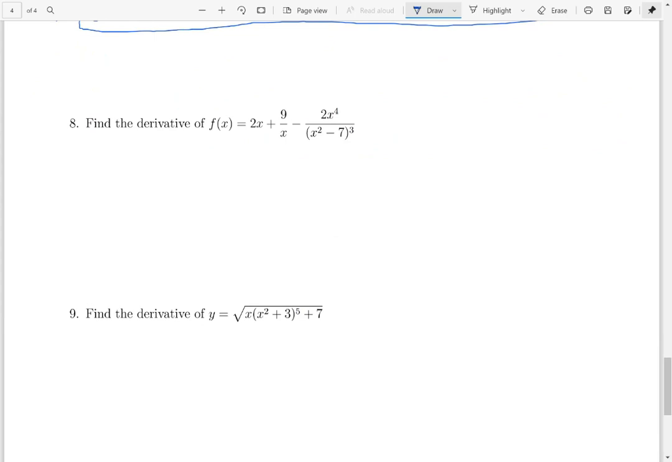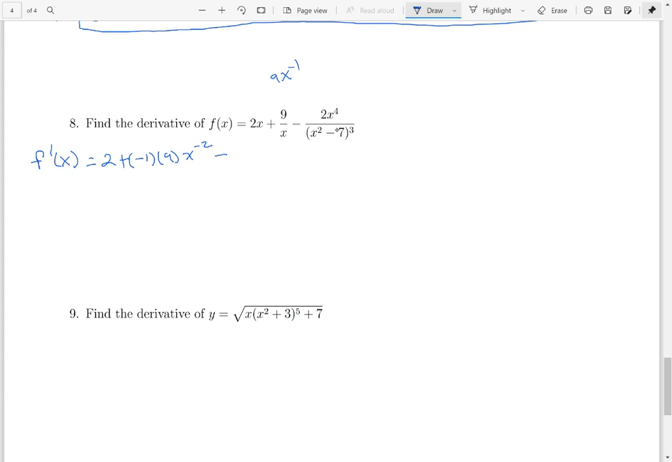Alright, let's find the derivative of this function f of x. So I've got derivative of sums and differences. That's just the derivative of the functions. So let's do what we can, a little bit at a time. F prime of x, the derivative of 2x is just going to be 2. The derivative of 9 divided by x, remember that's really going to be 9 times x to the negative first. So that's the same thing as plus negative 1 times 9 times x to the negative second.